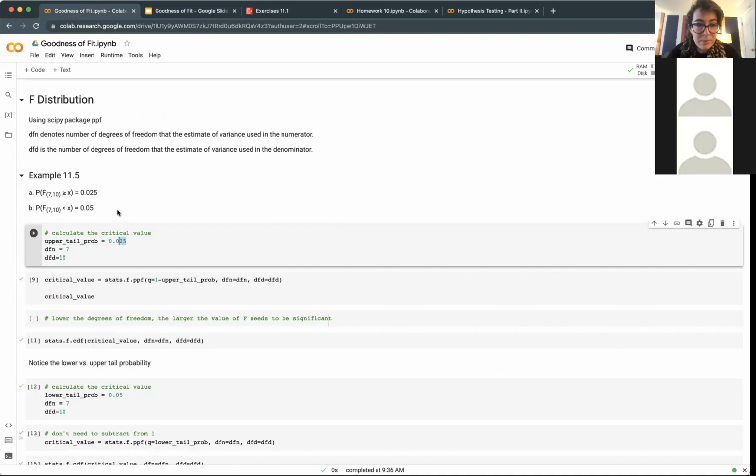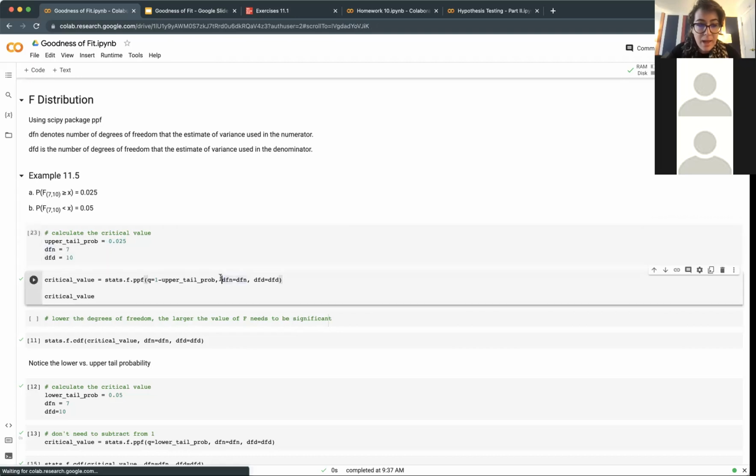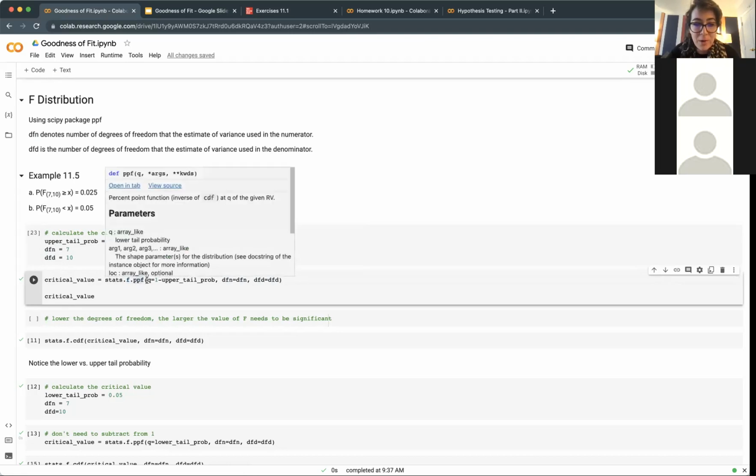So let me go back to what it looks like. I will just define those as what's the probability that we're looking to calculate for. These are the number of degrees of freedom in the numerator and the denominator. And to use now, this is different. As we've seen before, we usually have the dot norm or dot chi. We've seen lots now, and dot t. So now we're using dot f for the F distribution. And this is how you would get that critical value.